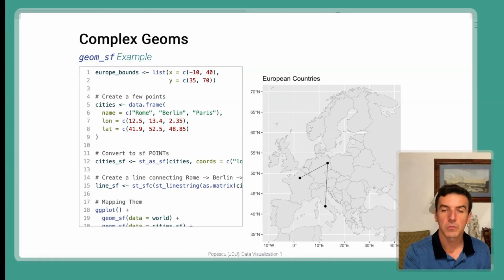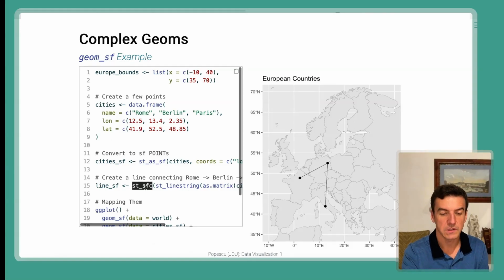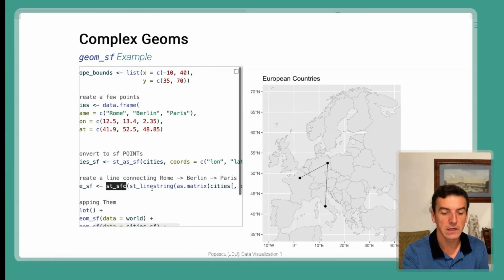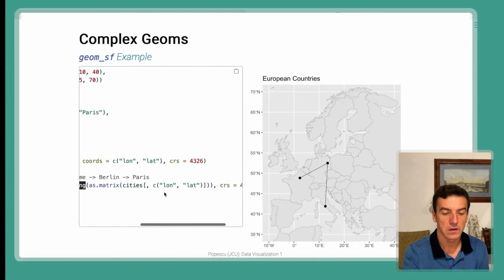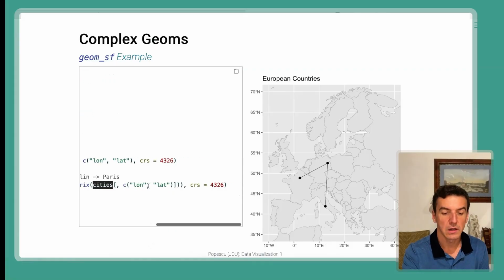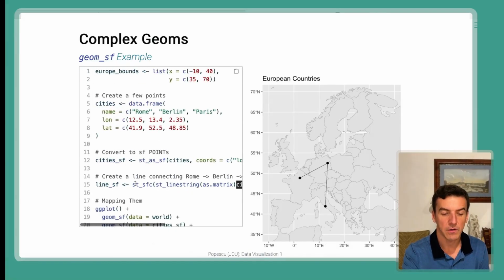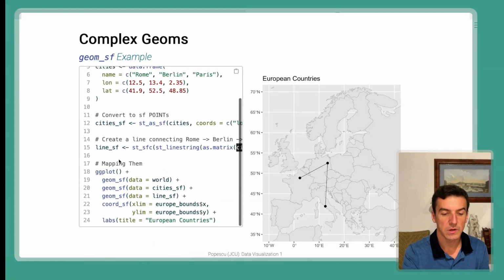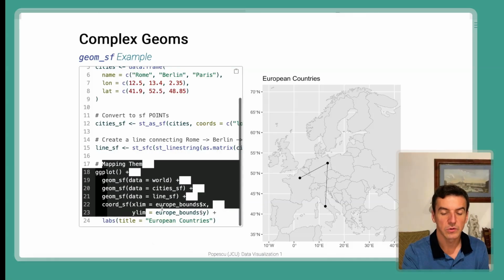Here's also an example of how we can map lines. Let's imagine we want to connect Paris, Berlin, and Rome. The way we do this, we have this st_sfc. We turn the cities into a linestring, and then we provide a CRS. This is going to allow us to produce a graph that looks like this.